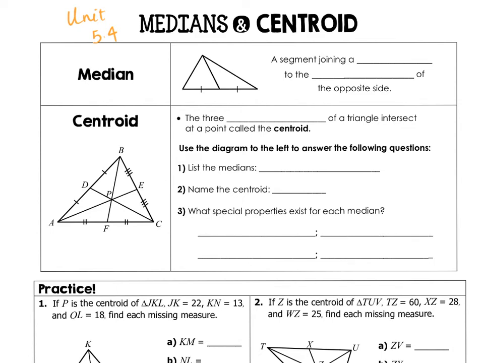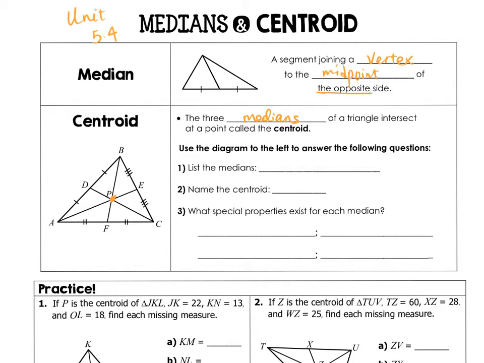So in this unit, we're going to continue our study of medians and centroid. Just a quick recall. Median is a segment that's joining a vertex to the midpoint of the opposite side. And the three medians of a triangle intersect at a point called centroid.